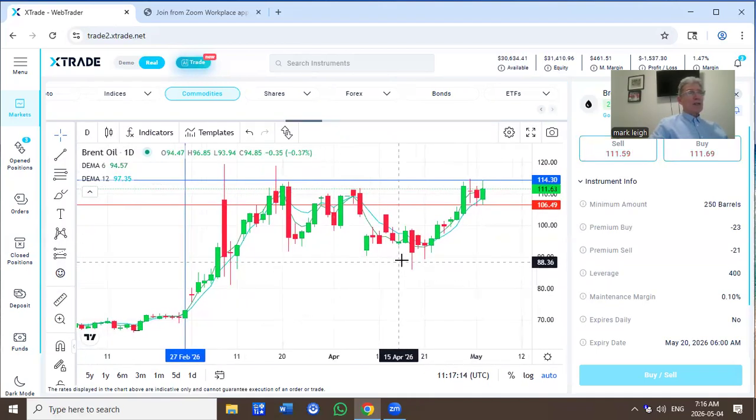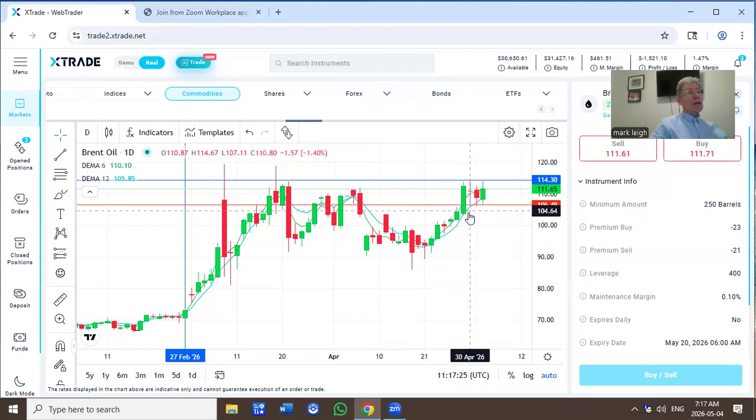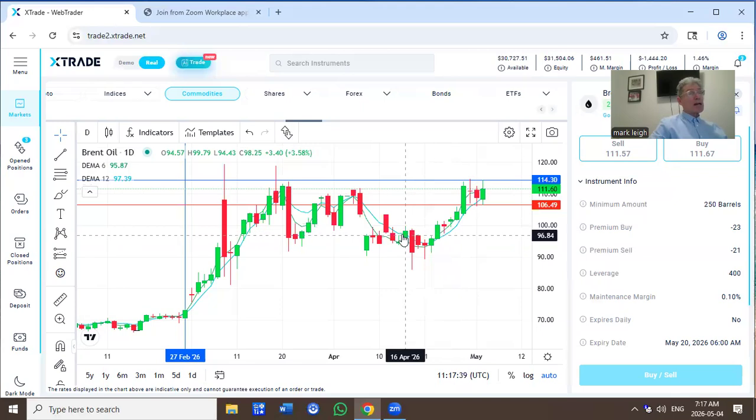And there you see still trading well above what was the original dividing line for me, that $100, comfortably above that $100 over the last week. Today sitting at, to start the new week, 111.63. I've got support at 106.49. I've got resistance at 114.30. Everything appears to be tilted to the upside for now.